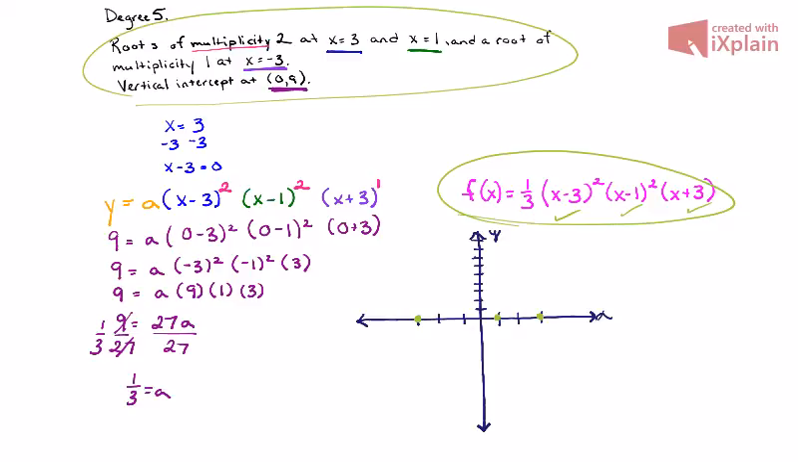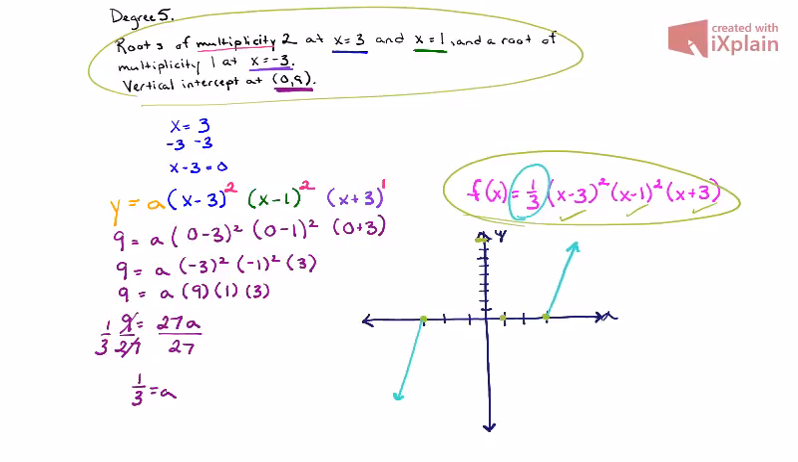We can also note the end behavior here. We said that we have a degree of 5, and notice that my a here is positive. That tells me that my end behavior is going to go down and up. So we have something like this. Remember that this is a rough sketch, so it doesn't have to look perfect. We also have the added bonus of noting that we have a y-intercept at (0, 9).